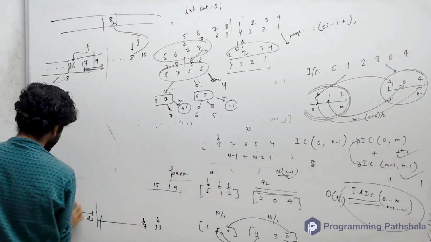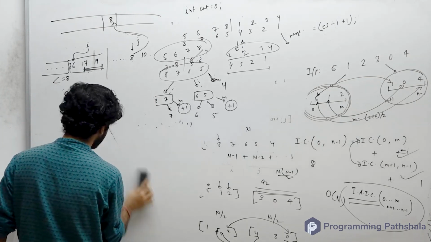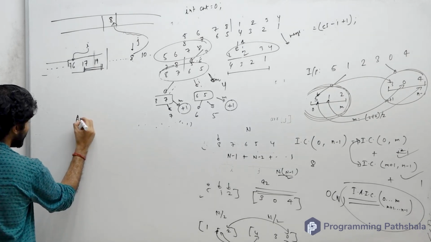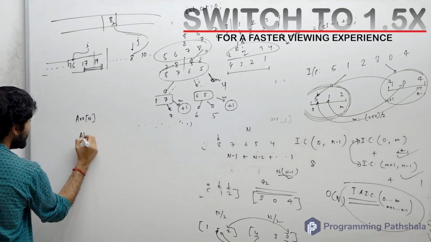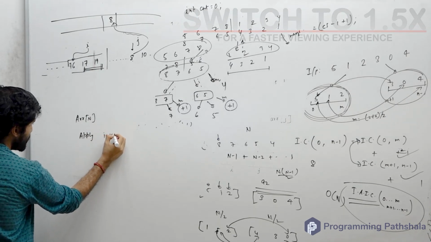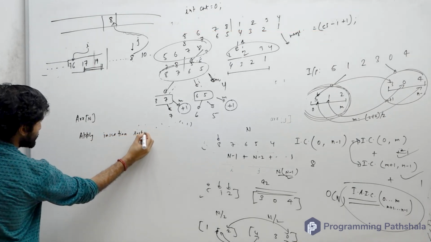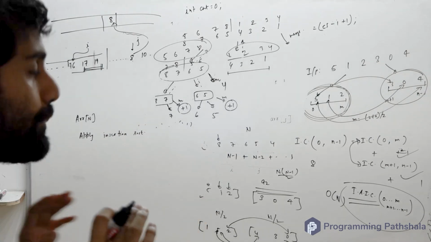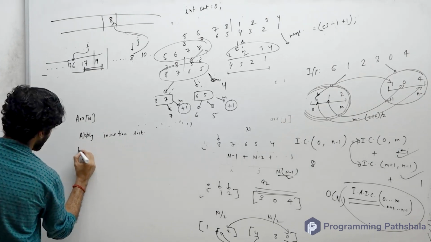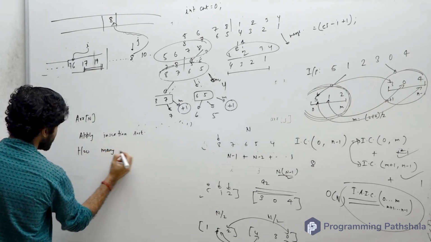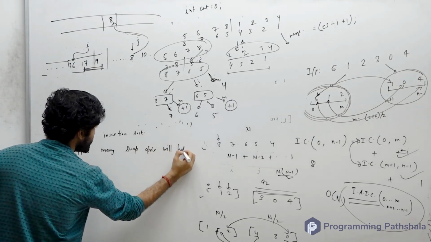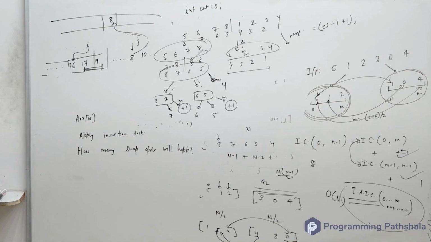So if we understood this thing, then I'll ask you a question, and this question was asked in an Amazon interview. It says that an array is given of size n, and I want to apply insertion sort on this. The question was: how many swap operations will happen if I try to sort an array using insertion sort?